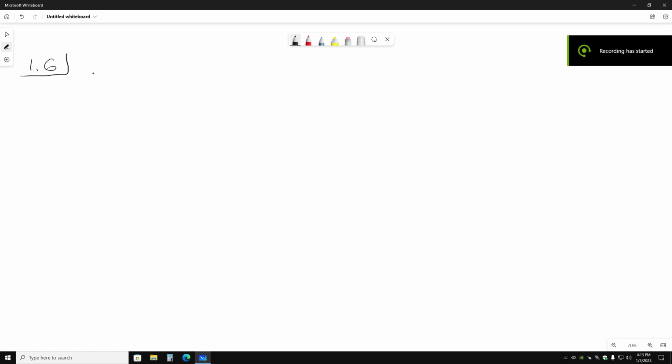In today's section 1.6, we're going to be talking about solving equations that involve absolute values. To do that, we have to introduce a couple of rules or facts.